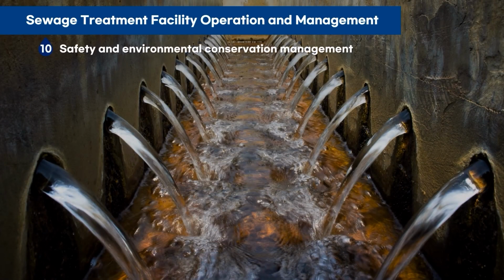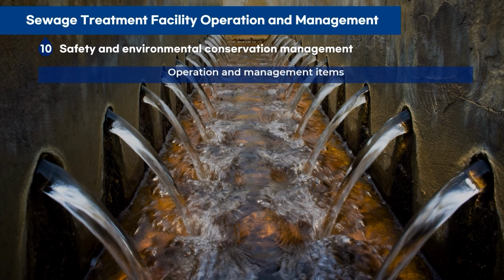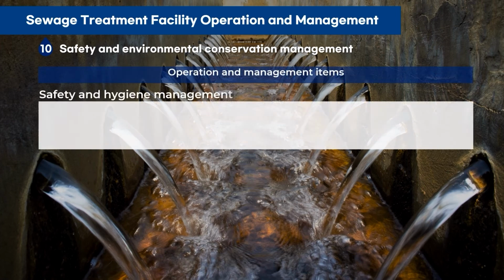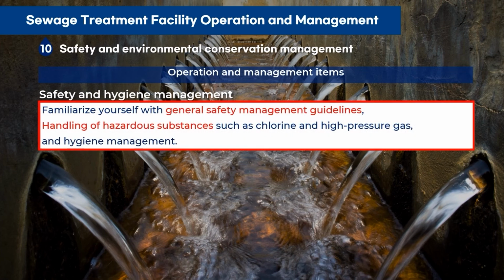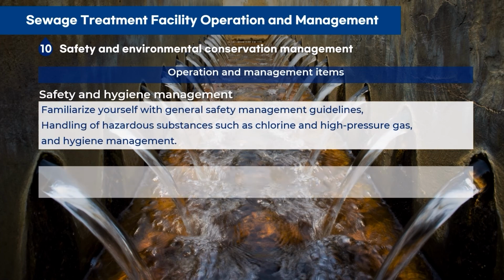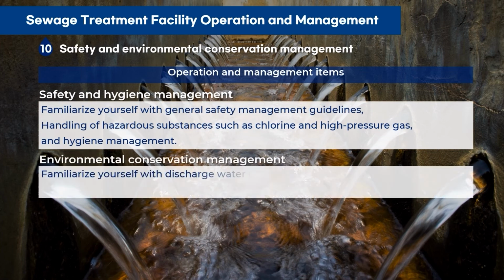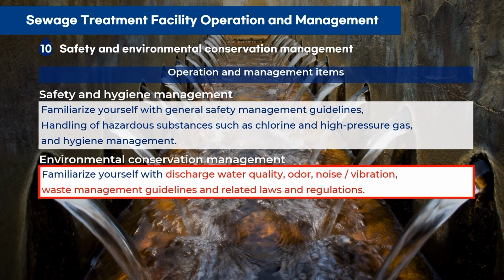Finally, there is the management of safety and environmental protection. For safety and hygiene management, you need to be aware of general safety management guidelines, instructions for handling hazardous materials, such as high-pressure chlorine gas, measures for hygiene management, discharge water quality standards for environmental protection, odor, noise and vibration, instructions for the management of waste, and the requirements of relevant legislation.